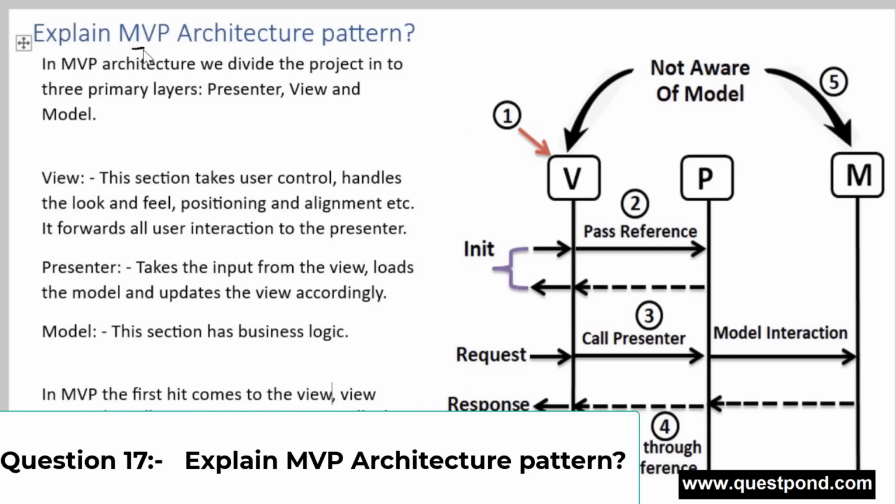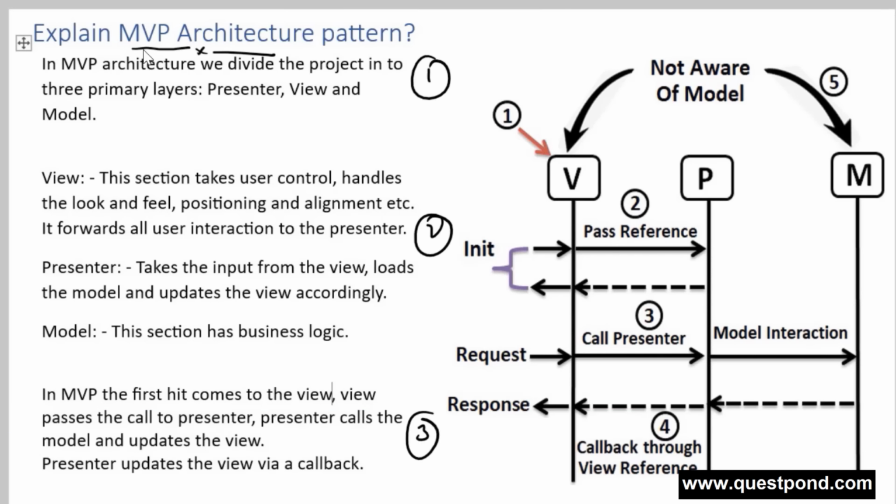So again, this is an architecture level question out here: explain the MVP architecture. And remember, as I've said in the previous video, always try to answer this question in three sections. The first one talking about what those sections are, the second one talking about the responsibility of each section, and the third one talking about the flow.